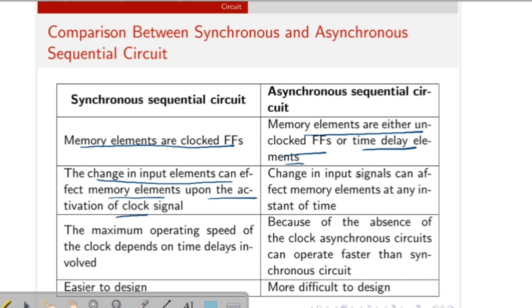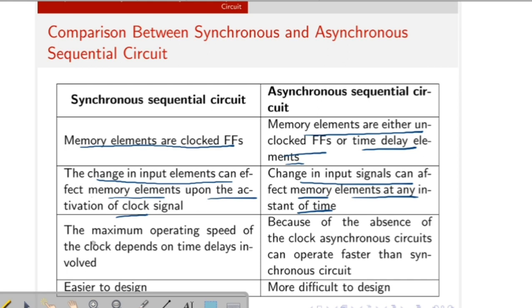But in an asynchronous sequential circuit, there are no clocked memory elements. So a change in input can affect the memory elements at any instant of time. That means when you change the input, that will affect the memory elements. There is no clock signal; it depends only on the input signals.